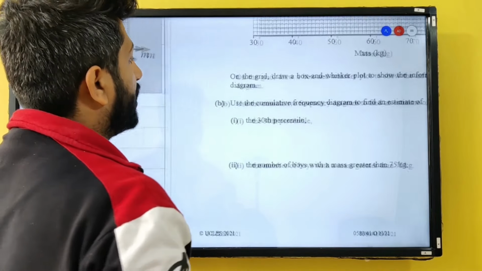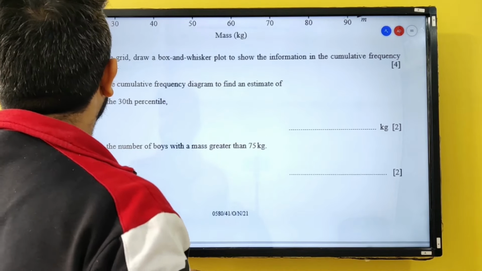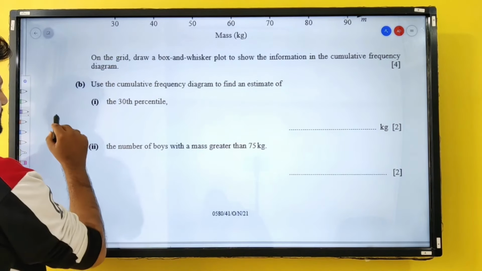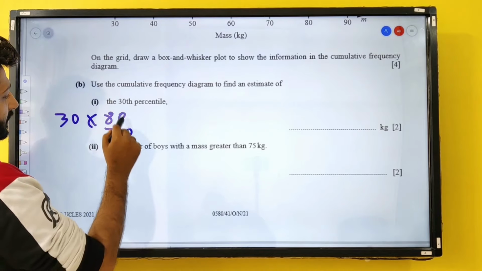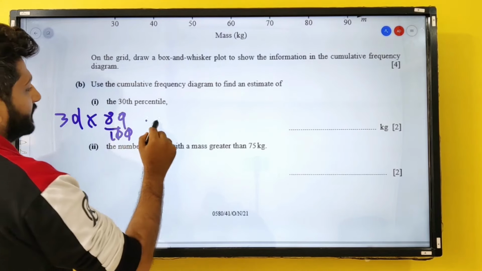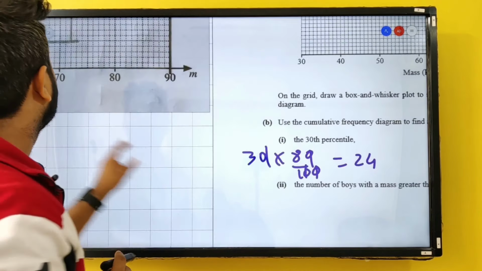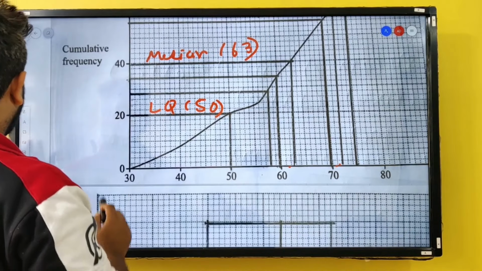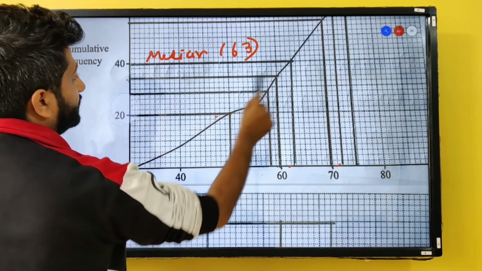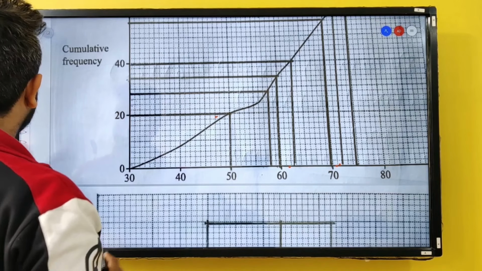Next part. On the cumulative frequency diagram, find an estimate of the 30th percentile. So the 30th percentile is 30 into 80 upon 100, and I think that is 24. So when my cumulative frequency is 24, I am erasing this. Okay, I think this is not 24. I have made a mistake in reading.